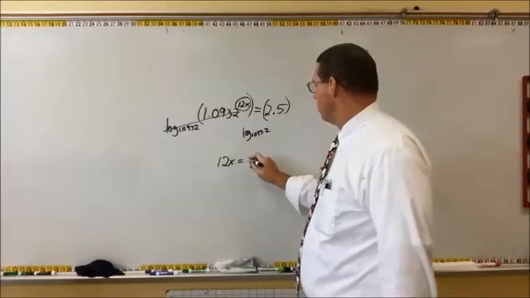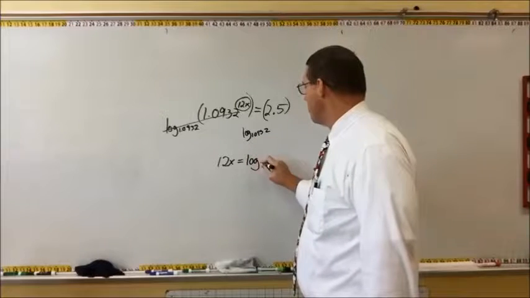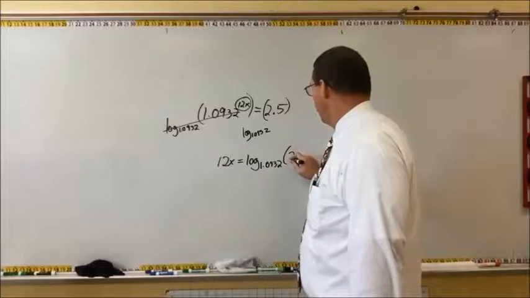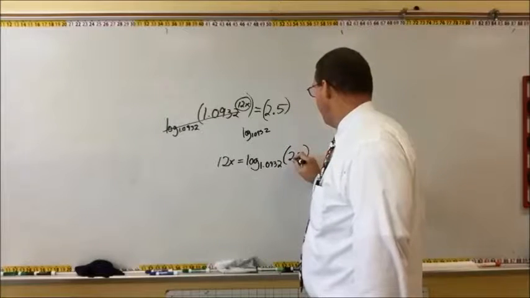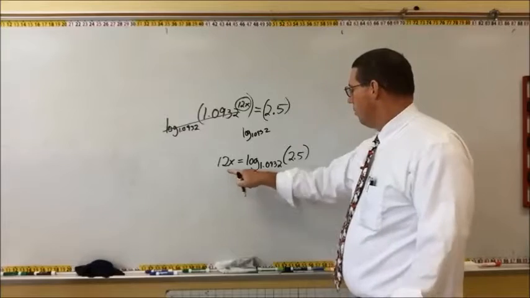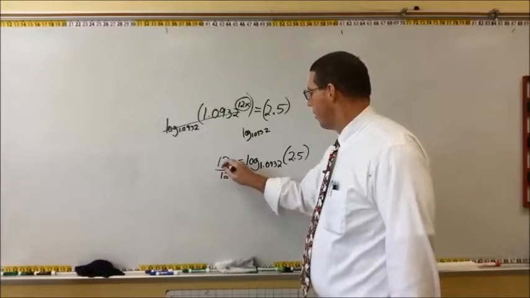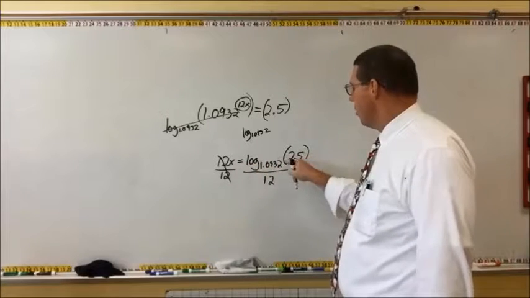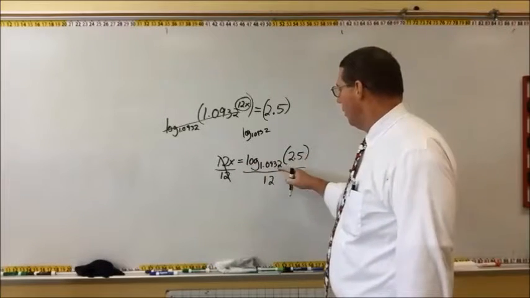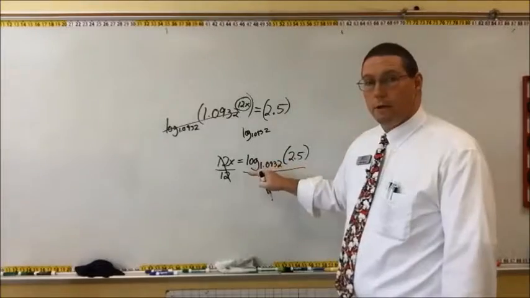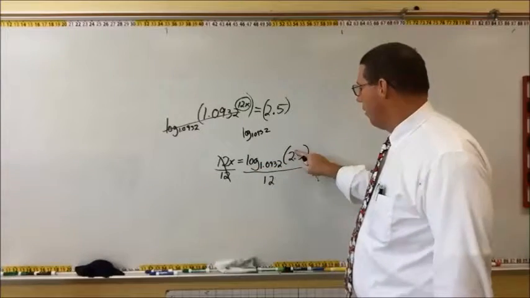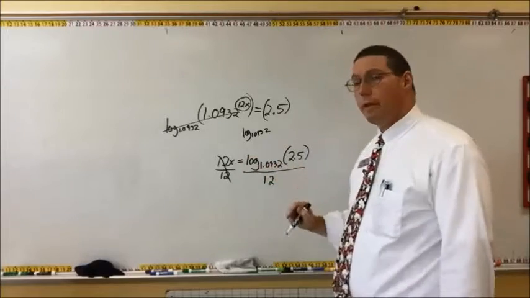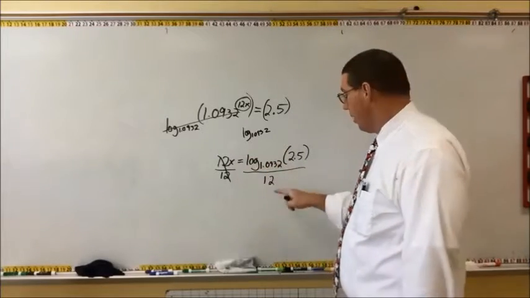And that's going to be equal to log base 1.0932 of 2.5. And now we're going to divide by 12 on both sides. And so x is equal to this. Well, how do I do this in the calculator? To do this in the calculator, we do log of 2.5, close parenthesis, divided by log of 1.0932, press enter, and then divide by 12.